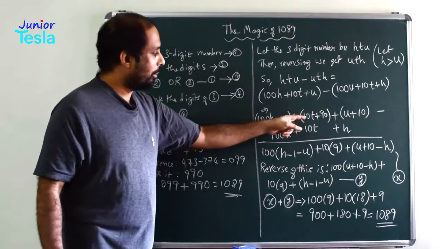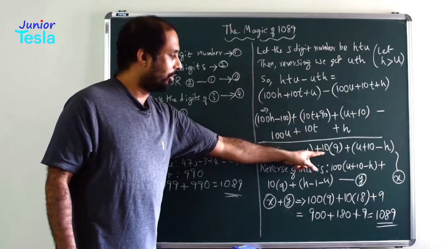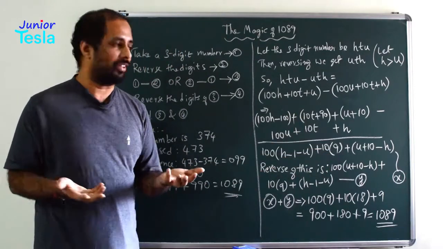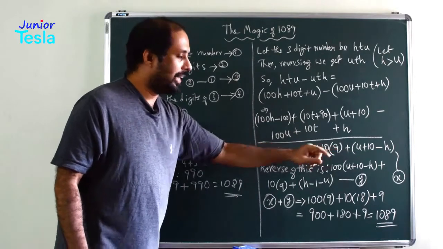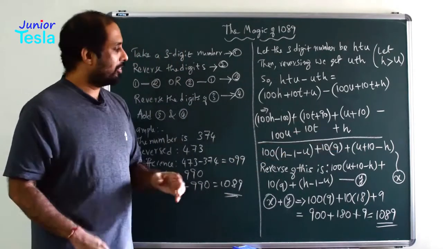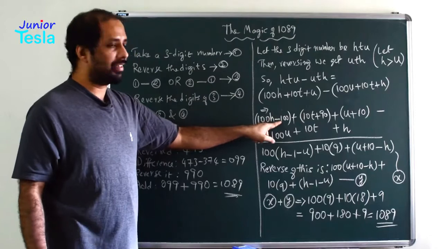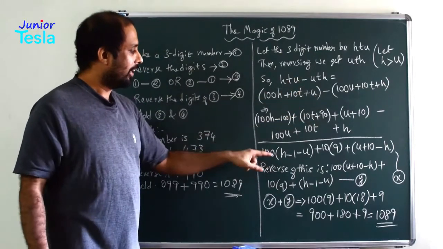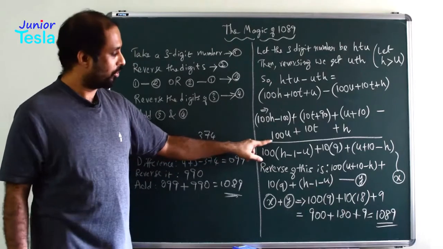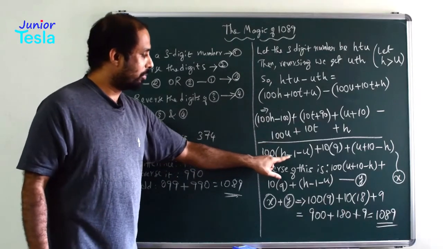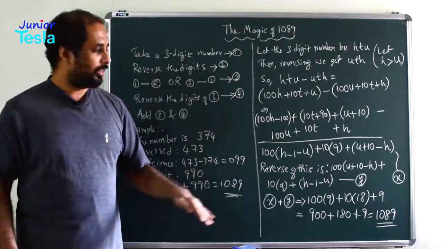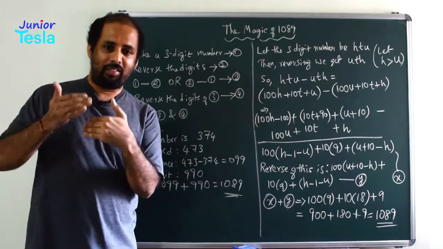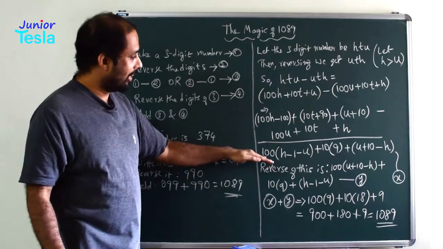Now 10t plus 90 minus 10t, which is equal to 10 times 9, because 10t minus 10t got cancelled. So only 10 into 9 is remaining. Now similarly here, 100h minus 100, since we have taken one carry, it is minus 100, then minus 100u. So that is why 100 into h minus 1 minus u. Now this is the difference of these two numbers. So we had taken one number and then reversed the digits and found the difference, and this is the difference.